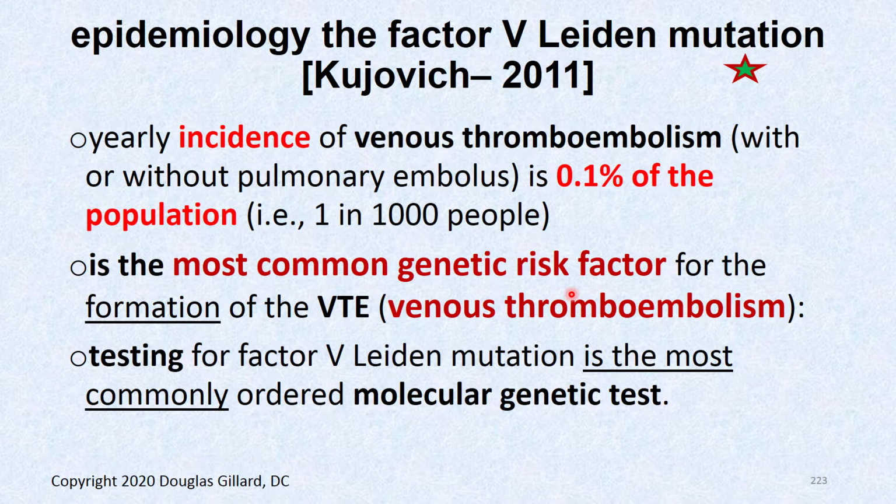Epidemiology for factor V Leiden mutation. It's seen in about 0.1% of the population, which is fairly big. It is the most common genetic risk factor for the development of venous thromboembolism. That means embolism. We'll get to that in a minute, but thrombo means thrombosis in a deep vein vessel. When you see embolism, that means a piece of the thrombus has broken loose and flown the coop, so to speak.